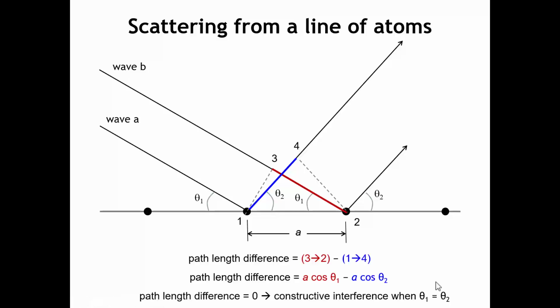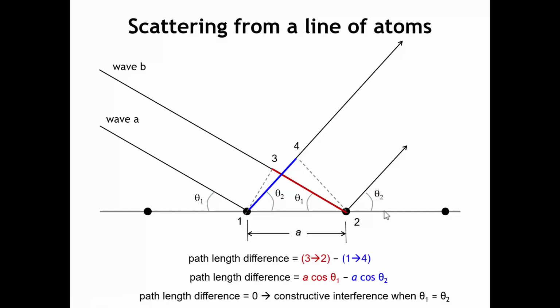And for constructive interference to occur, fully constructive interference, we want that path length difference to be a multiple of the wavelength. Of course, when theta 1 and theta 2 are equal, the path length difference goes to 0. And so in that case, we maintain full constructive interference. And that case would be something like this plane of atoms acting as a mirror. The scattering angle in and the scattering angle out, theta 1 and theta 2, are equal to one another.